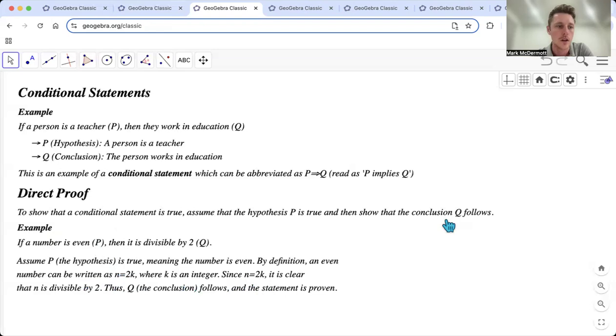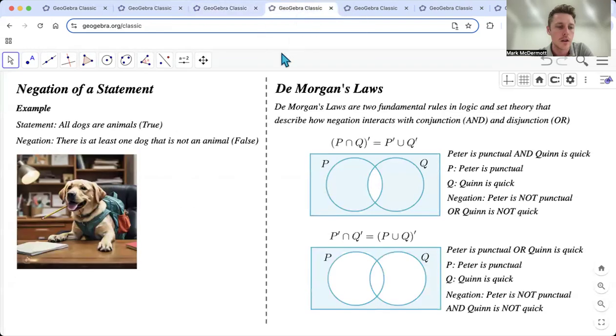All right, let's have a look at the next thing. We're going to look at the negation of a statement. So, for example, all dogs are animals. That's a true statement. To negate that statement, we're going to say there is at least one dog that is not an animal.